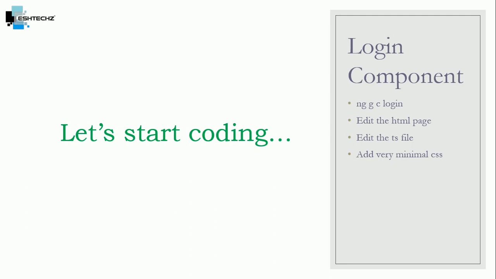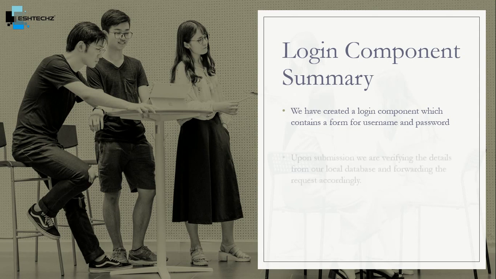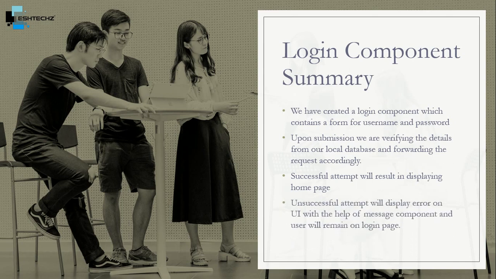Now let's take a look at the summary of what we have done as part of this login component tutorial. So we have created a login component which contains a form for username and password. Upon submission, we are verifying the details from our local database and forwarding the request accordingly. A successful attempt will result in displaying the home page. An unsuccessful attempt will display an error on the UI with the help of the message component that we have built, and the user will remain on the same login page.